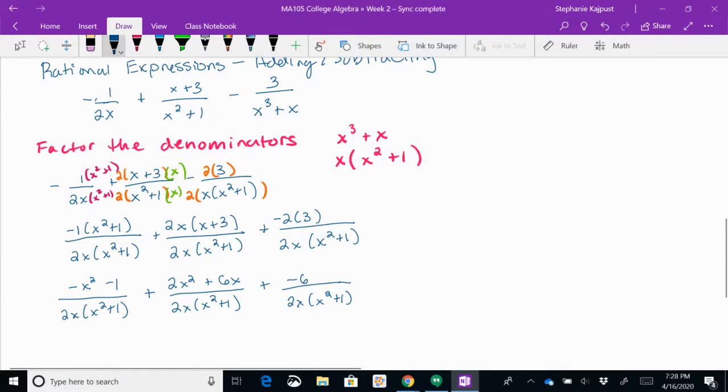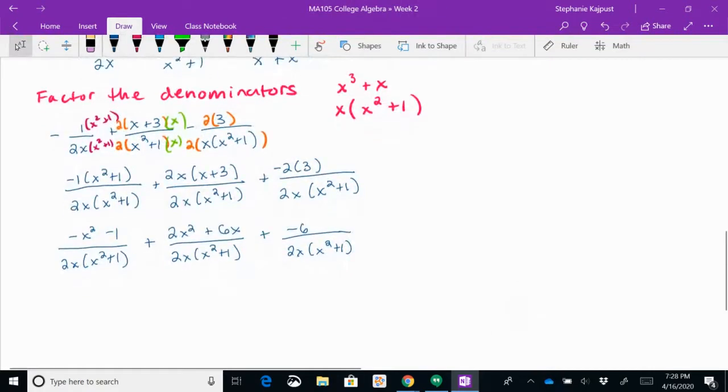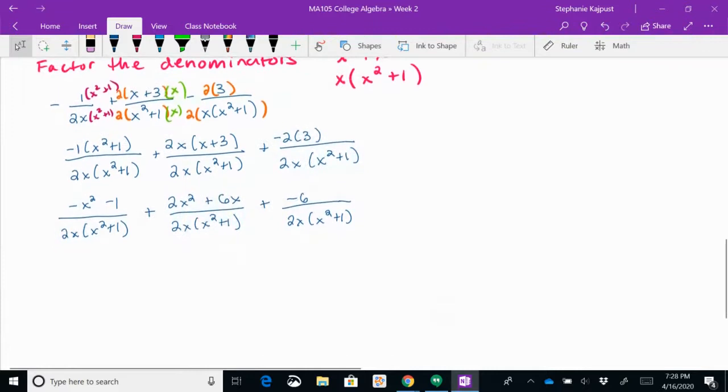Once you do that, now you are going to add and subtract these fractions. In this case, they're all adding them. And what I do is I write them all as a single fraction before I start simplifying, because you're less likely to make mistakes that way. So I'm going to just write these as one fraction. So we have a -x squared minus 1 plus 2x squared plus 6x and minus 6. So I'm just taking all of the numerators, sticking them together, and then because the denominators all match, we can make this a single fraction.